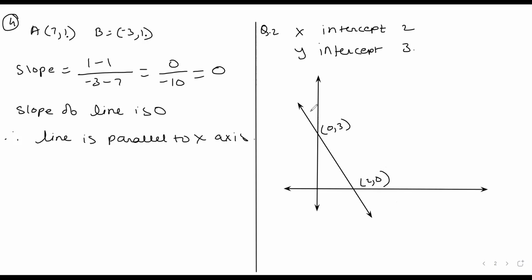What is an intercept? X intercept means where the line is intersecting the x axis. This is the point of intersection A having coordinate (2, 0), and 2 is x intercept. This is the point of intersection B with y axis having coordinate (0, 3). 3 is y intercept. Now they want us to find the slope. So slope will be 0 minus 3 upon 2 minus 0. So minus 3 by 2. This is the slope of the line.